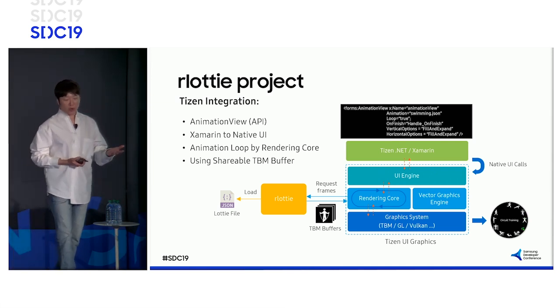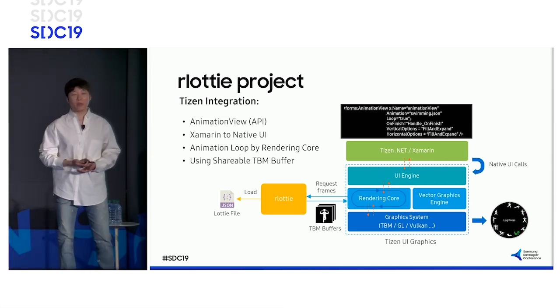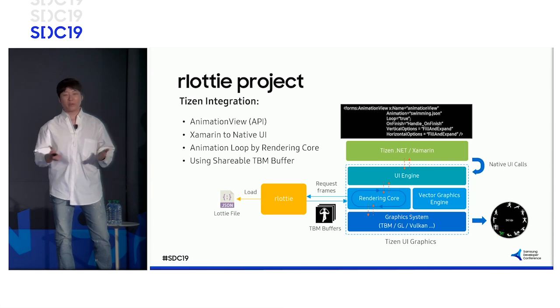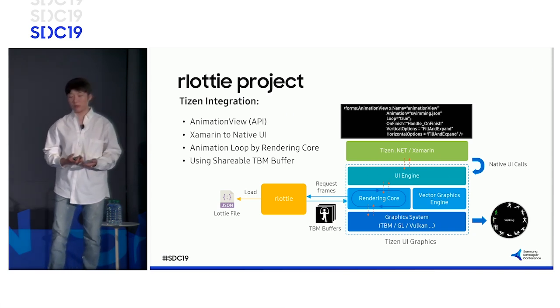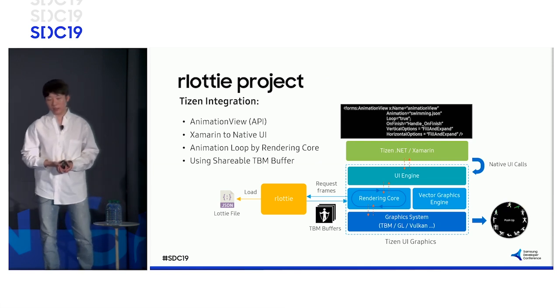And for sharing the drawing buffers, we actually use TBM buffers to update the pixels on the spot. That means it maps the surface buffers as the texture source that is directly uploaded to the graphics system, such as OpenGL and others.